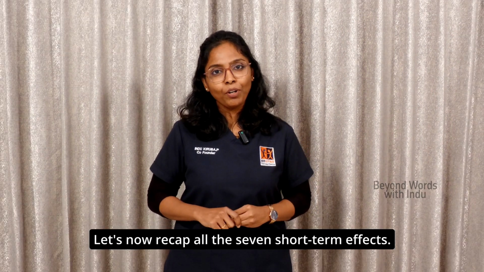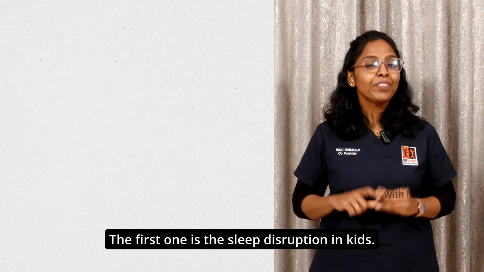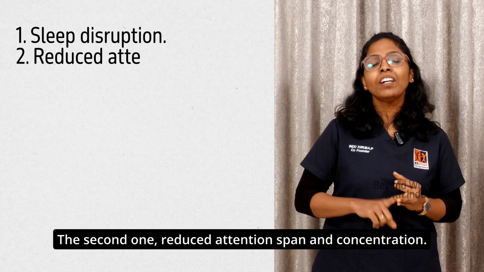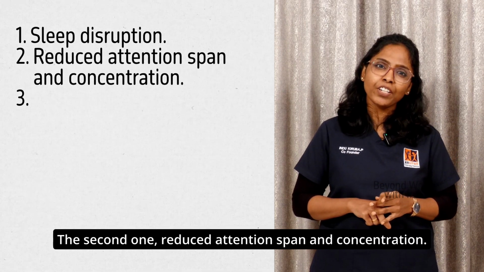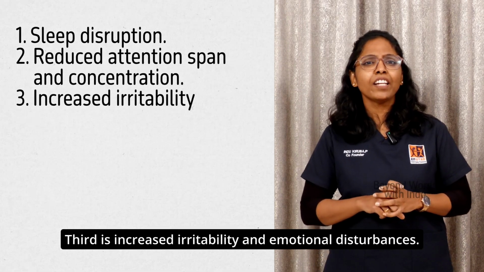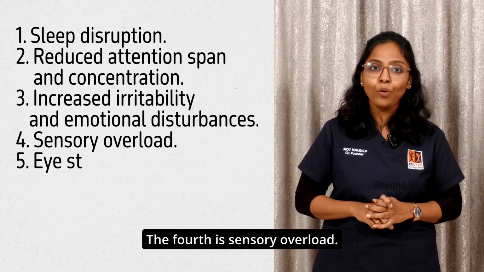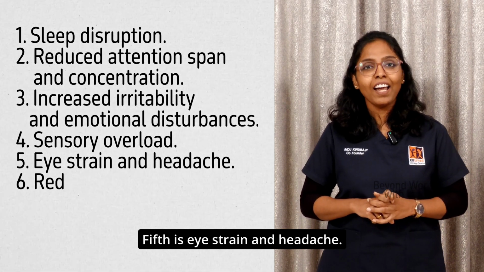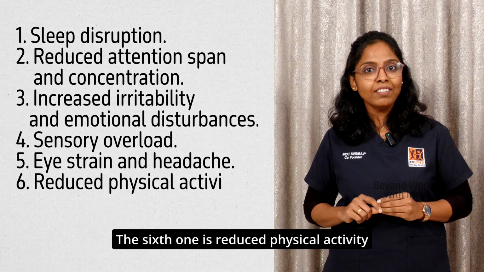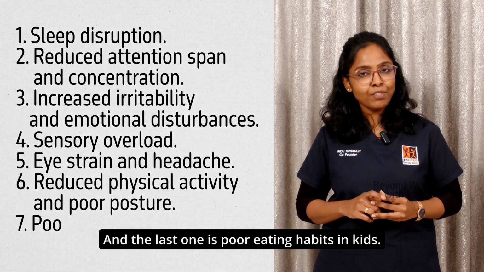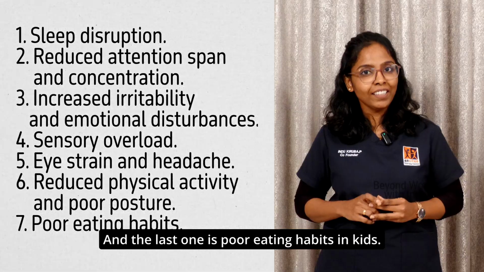Let's now recap all the 7 short-term effects. The first one is sleep disruption in kids. The second, reduced attention span and concentration. Third is increased irritability and emotional disturbances. The fourth is sensory overload. Fifth is eye strain and headache. The sixth one is reduced physical activity and poor posture. And the last one is poor eating habits in kids.